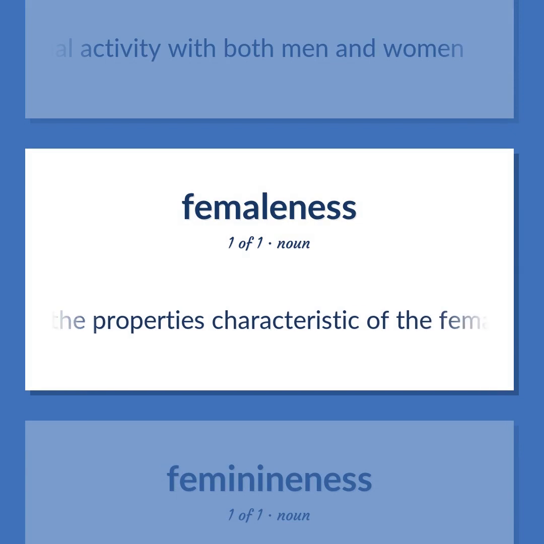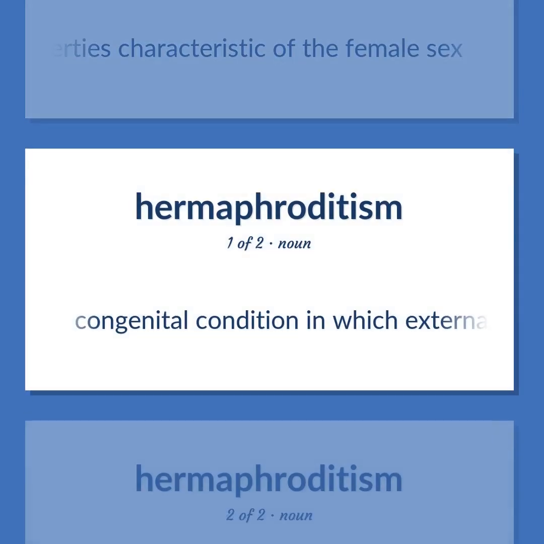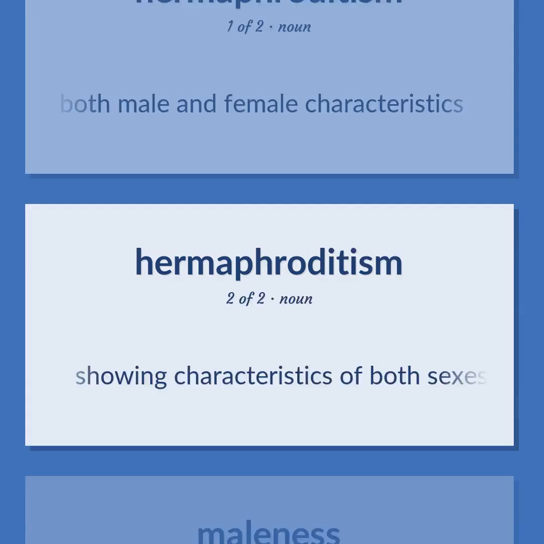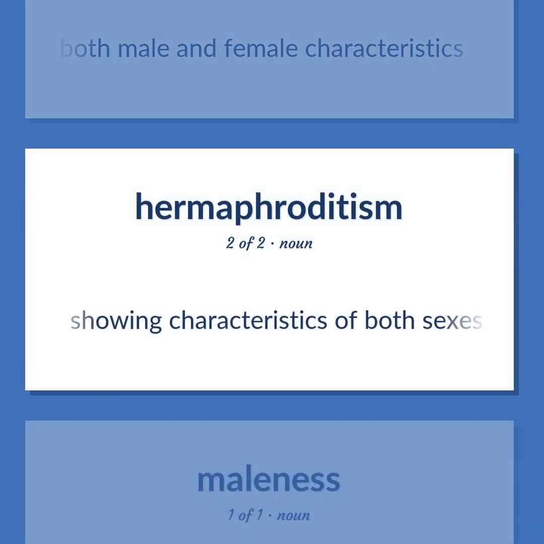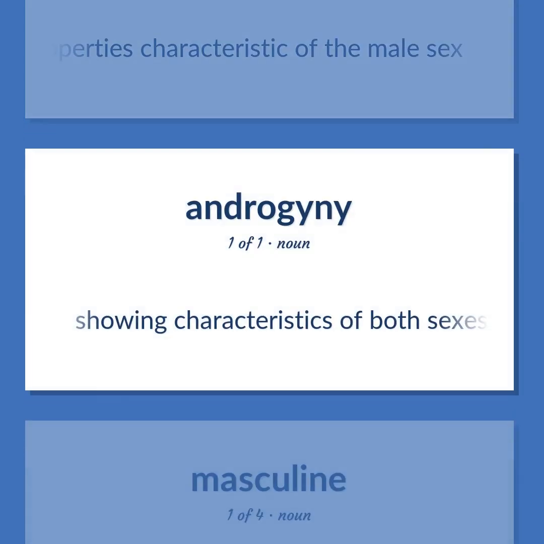The properties characteristic of the female sex. Congenital condition in which external genitalia and internal sex organs have both male and female characteristics. Showing characteristics of both sexes. The properties characteristic of the male sex. Showing characteristics of both sexes.